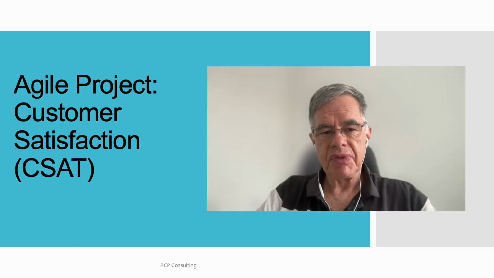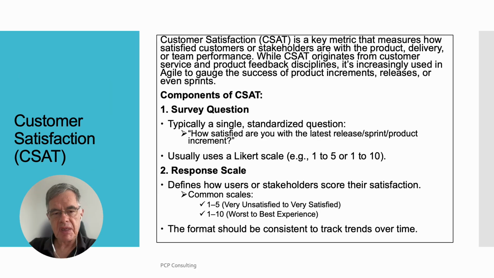Agile Project, Customer Satisfaction, CSAT. Customer satisfaction, CSAT, is a key metric that measures how satisfied customers or stakeholders are with the product, delivery, or team performance. While CSAT originates from customer service and product feedback disciplines, it's increasingly used in Agile to gauge the success of product increments, releases, or even sprints.